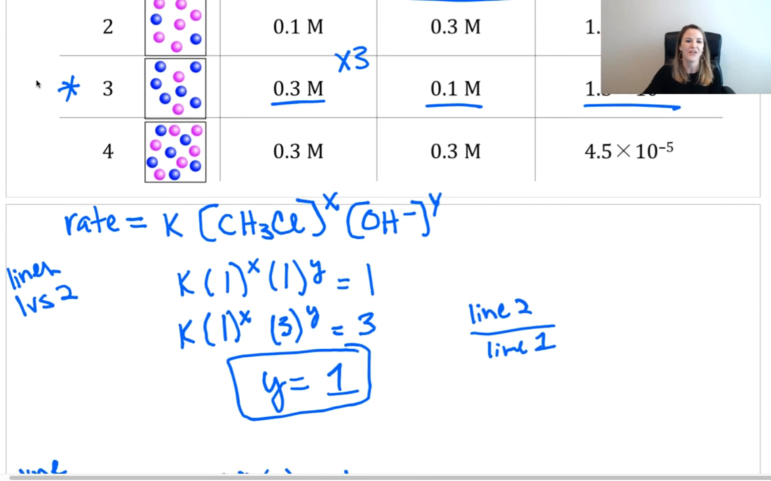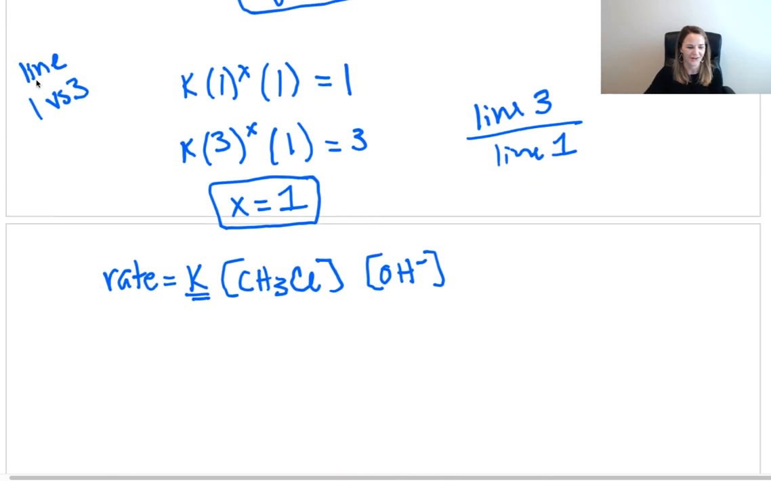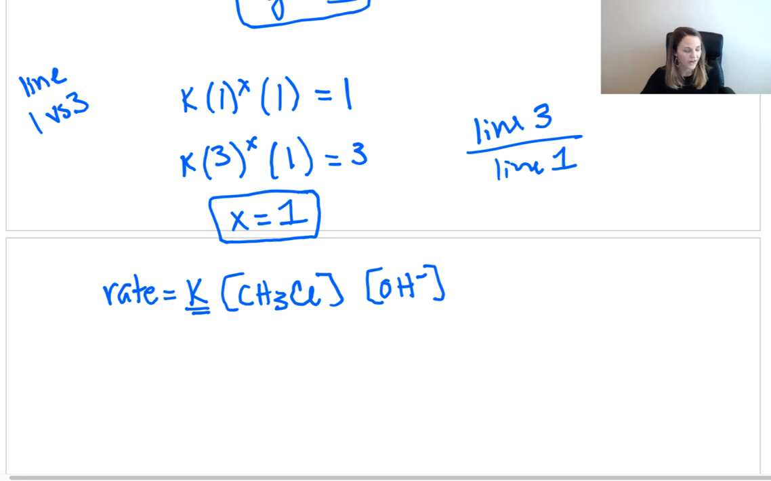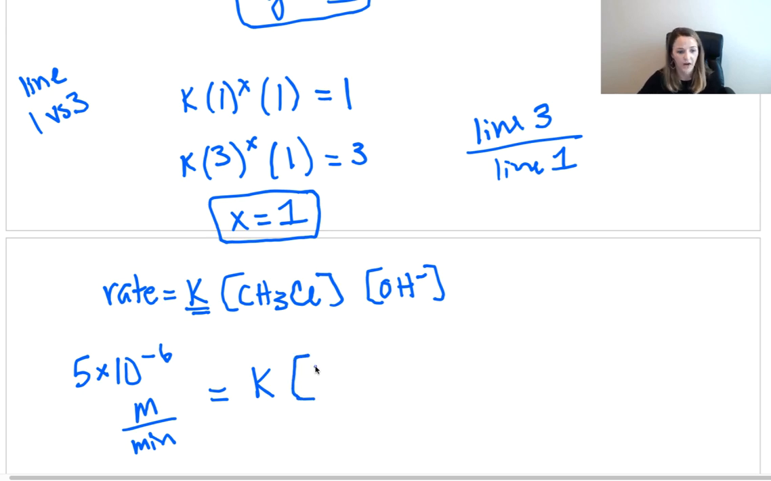So I'm going to come all the way down here and plug these numbers into our equation. So if we do this correctly, we're going to see that our rate, again, I'm just pulling it from the table, our rate was equal to 5 times 10 to the negative 6. That was molar per minute. We're going to set that equal to k. We're going to multiply that times the concentration of that methyl chloride, which was 0.1. We're going to multiply that times the concentration of our hydroxide, which was also 0.1.